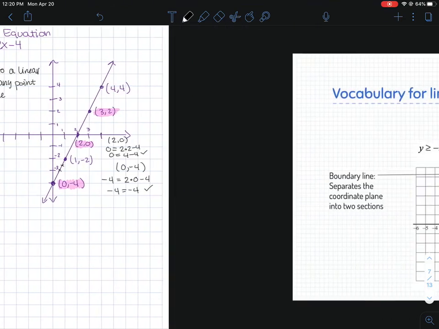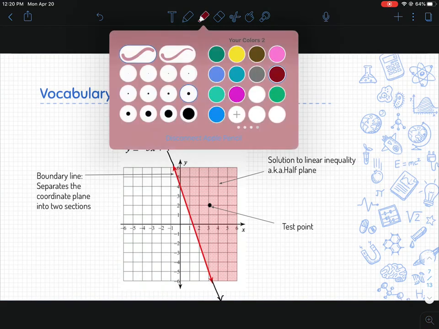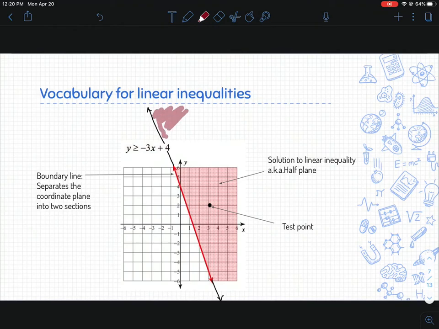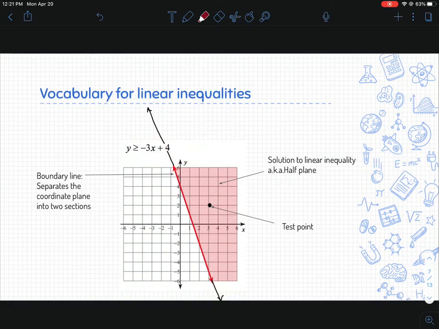For a linear inequality, our solutions look a little bit different. They actually look like half planes. So any point in the shaded half plane here is a solution to this linear inequality. If this line extends, and it does, our shaded half plane would also extend with it. So everything on this side of that line would be part of our solution set. It keeps going. That's why we call it a half plane, because it's half of the coordinate plane.